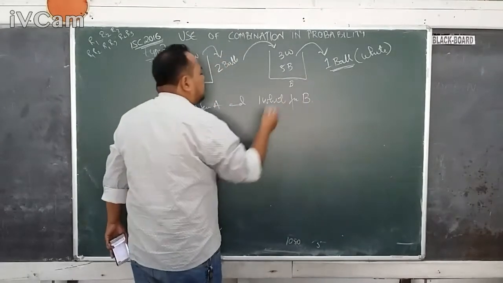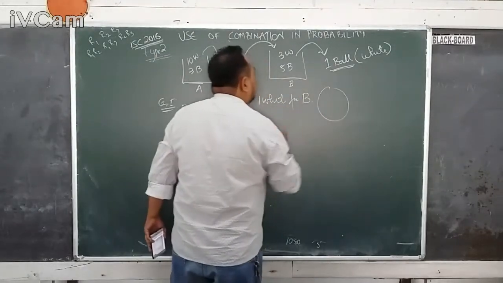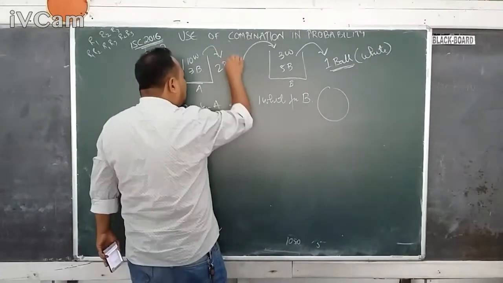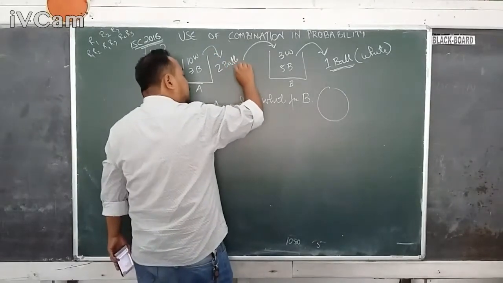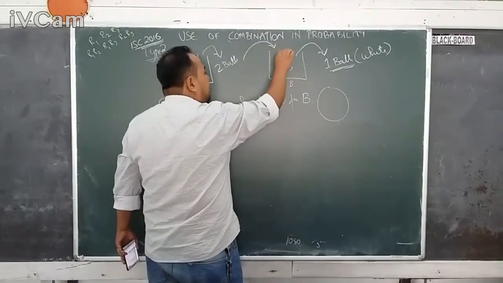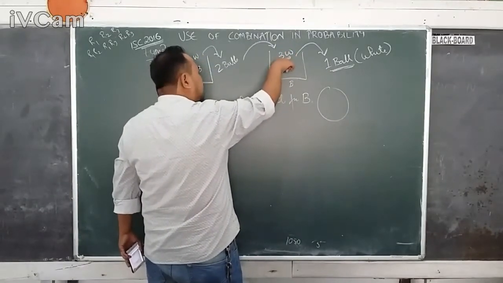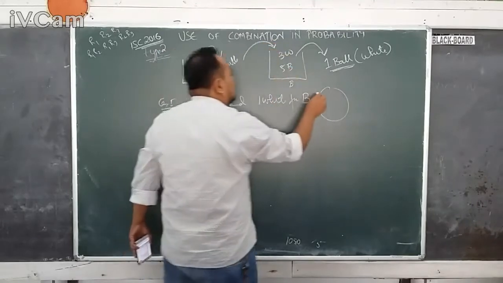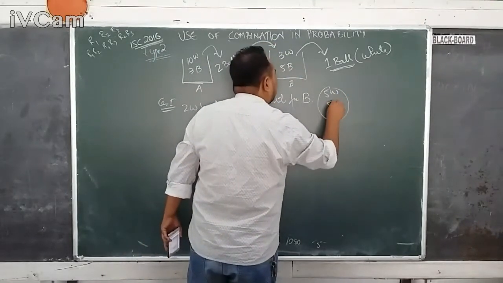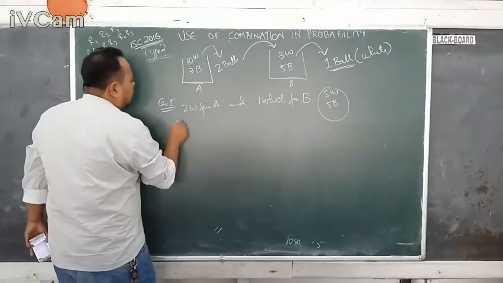But there is a slight problem, because the composition of B is going to change. If you take out two white from A, then the two white balls are going to go to B. So the initial number of white balls was 3. So if you put 2, it's going to be 5 white and 5 black. So this is going to be 2 white from A.